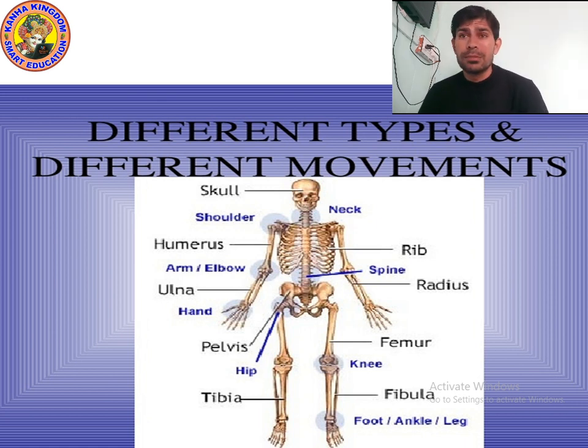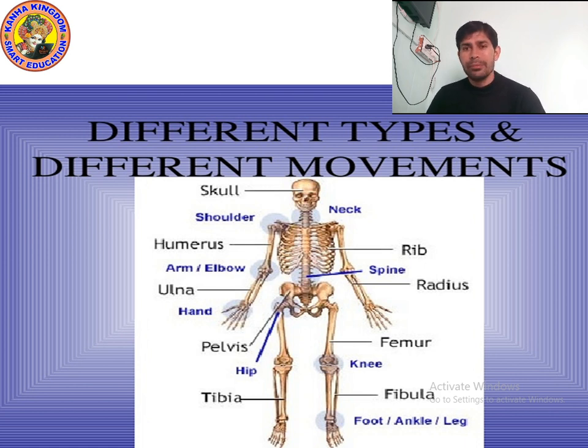The bone which is just above the knee and below the waist is known as femur. Femur is the strongest, longest bone. And the bone which is just below our knee is known as tibia and fibula. Yes, there are two bones here, tibia and fibula, as you can see on your screen. The left side bone is known as fibula, and the right side bone is called tibia.